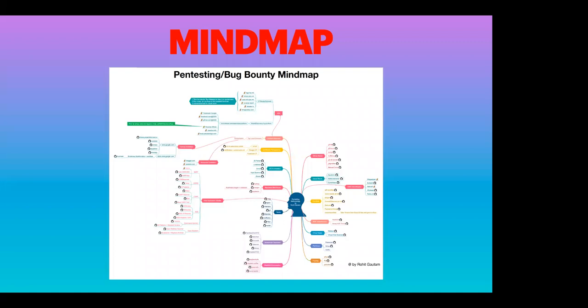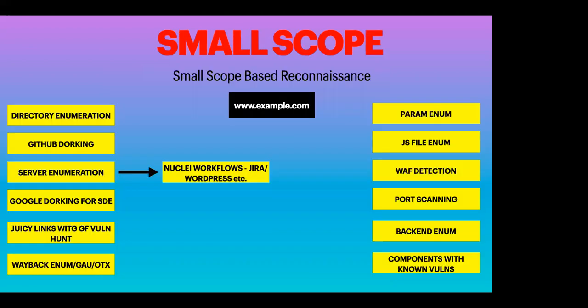You are free to use this mind map, modify it, update it, remove things, whatever you like, because everyone has their own approach and mindset. So you can use this as a basic reference, modify it according to your needs, and you can come up with something better as well. So this is how a mind map looks and how you can use it in your day-to-day methodology or approach for pen testing or bug bounties.